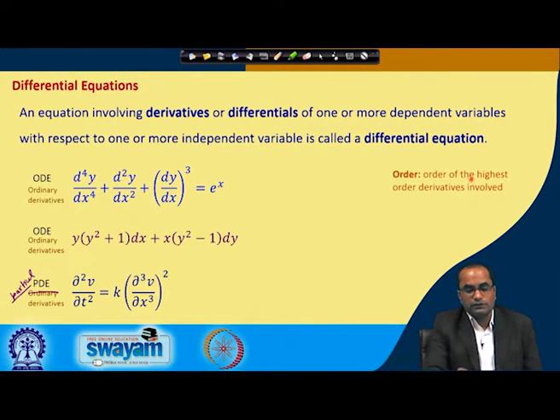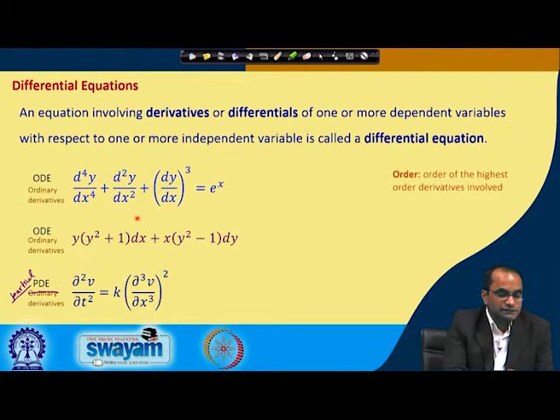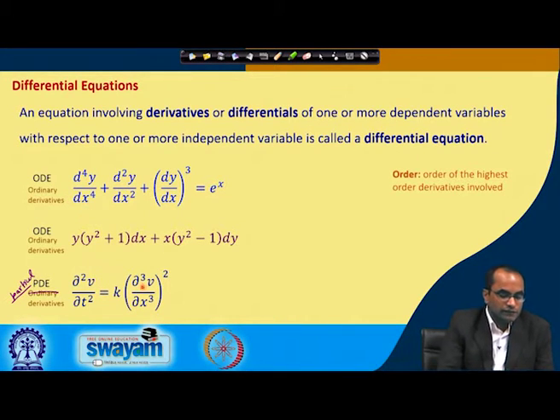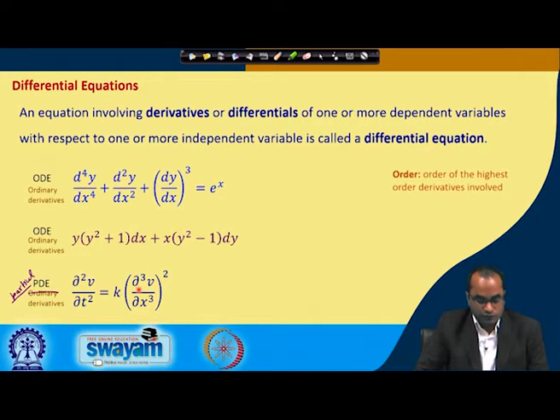There are other classifications, which we call the order. What is the order of a differential equation? The order is nothing but the order of the highest order derivative involved. For example, in this first equation the highest order derivative is 4, so the order of this equation will be 4. Similarly, we will talk about the order of these two equations.